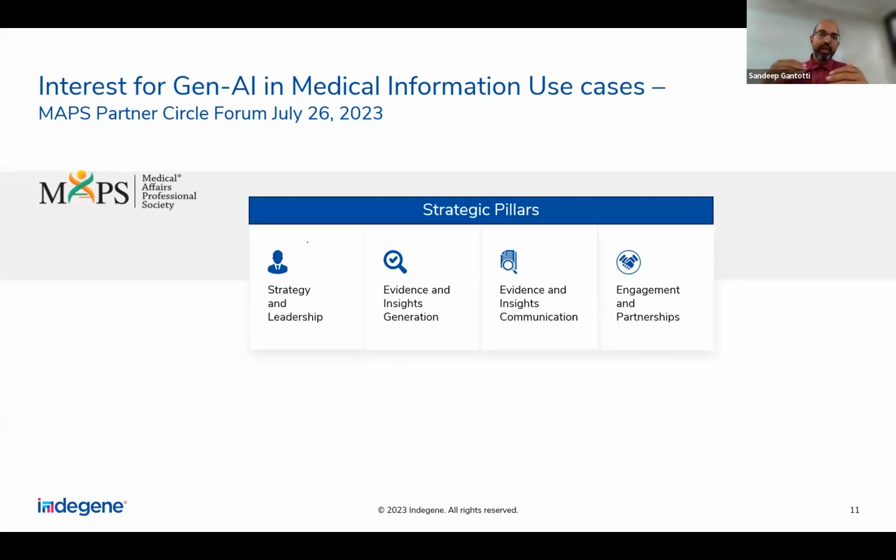So just before getting into that, an industry view. Okay, so many of you may be familiar with the MAPS organization. So this is the Medical Affairs Professional Society. We had a forum actually just this past July, and it was sort of a think tank of a variety of members thinking through what would be some generative AI use cases. Among several, and you see the strategic pillars that we were looking at. We were thinking about strategy and leadership. We were thinking about evidence generation, etc.